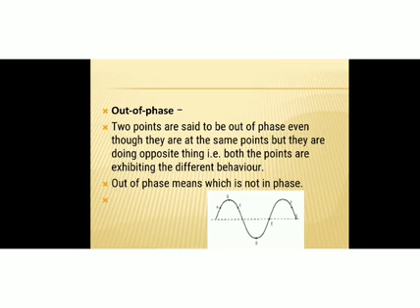And what do you mean by out of phase? Out of phase means that even though they are at the same points, they are doing the opposite thing. If we consider B and D, B is at the peak point of the wave, but D is at the valley point of the wave. So they are doing the opposite thing, exhibiting different behavior. So out of phase means which is not in phase.